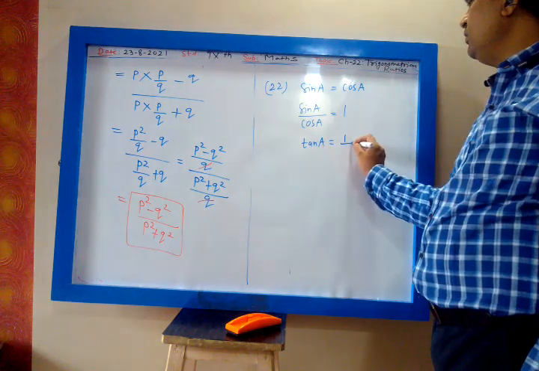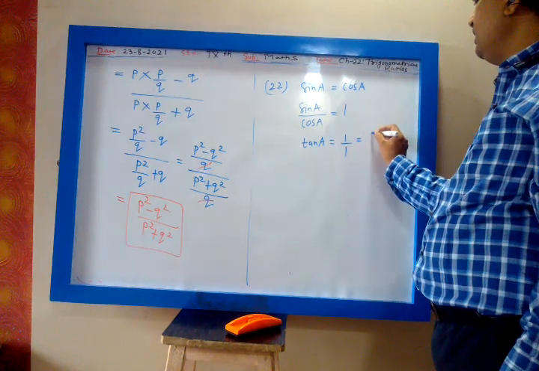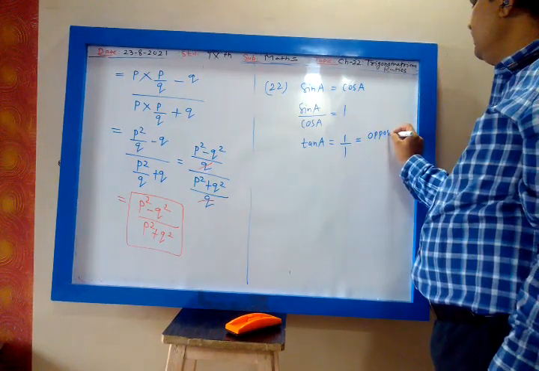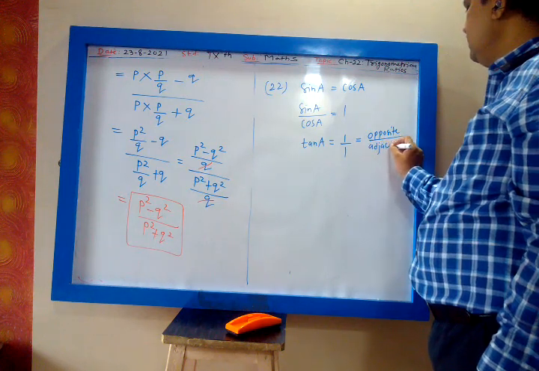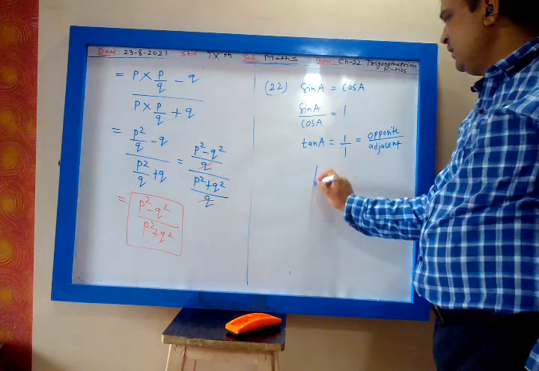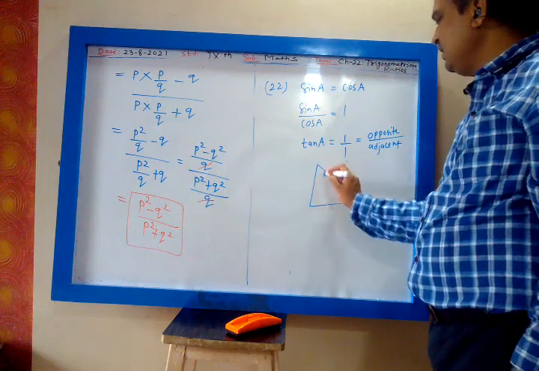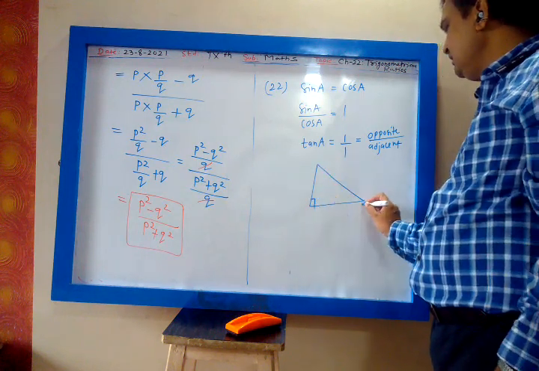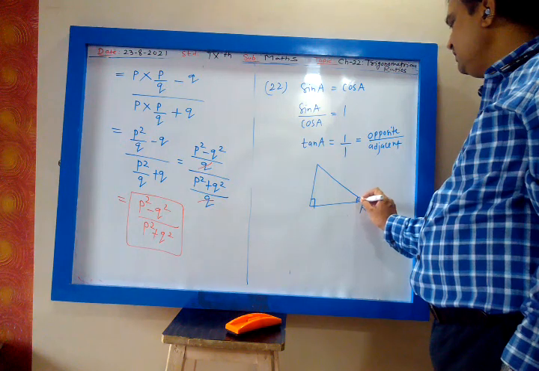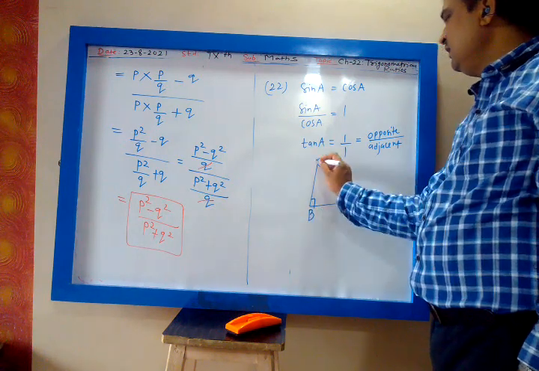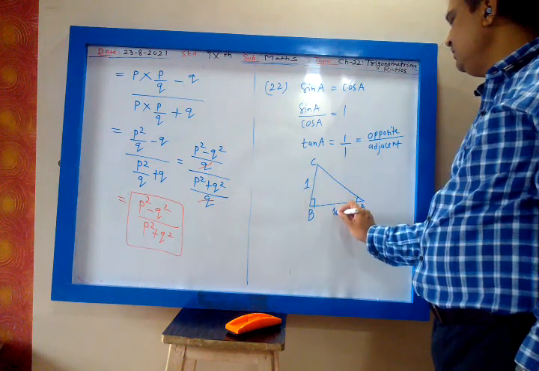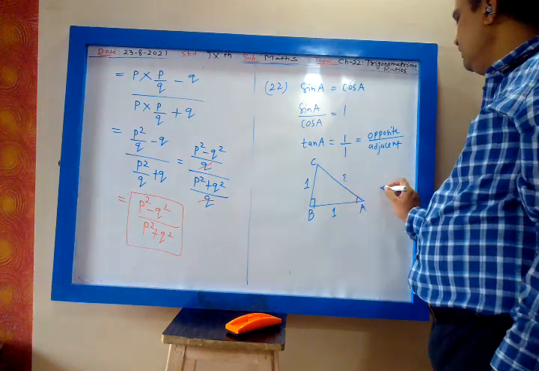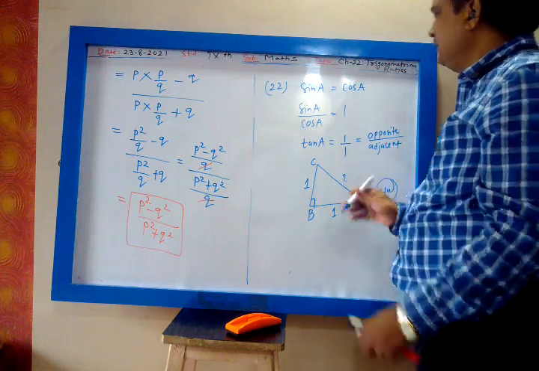1 you can write 1 upon 1. But what is tan? Tan is opposite upon adjacent. So, you can draw the diagram. Tan A is my reference angle, so A will not be 90 degrees. This is my A, reference angle, BC. Opposite is 1, adjacent is 1. Using Pythagoras theorem, find this. Further part is homework.